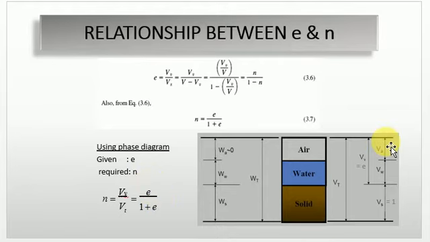From this figure also you can see that the volume of solid is given as 1. So the total volume will become 1 plus e, right? So the total volume is 1 plus e. So the equation for the porosity will become e over 1 plus e. This is the solution through the phase diagram.